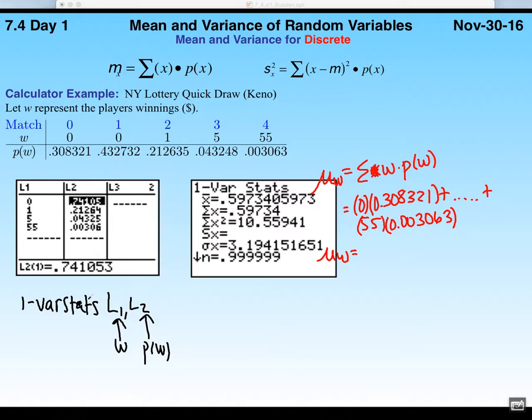Okay. This is our x-bar. So our expected winnings are about 60 cents. So we expect to win about 60 cents.